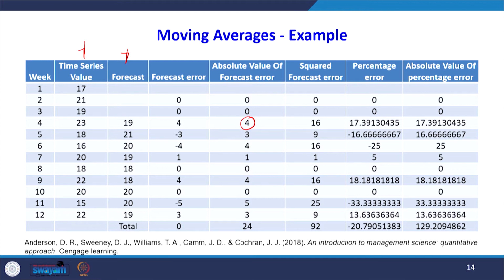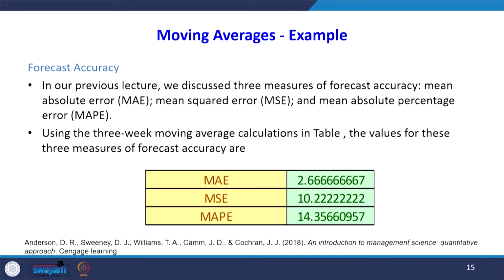For example, this is the total of the absolute value of forecast error. When you divide by 9, because these values only we have the error, so we will get the mean absolute error. Then when you divide this 92 by 11, you will get the mean squared error. Then when you divide by 129, you will get the mean absolute percentage error.